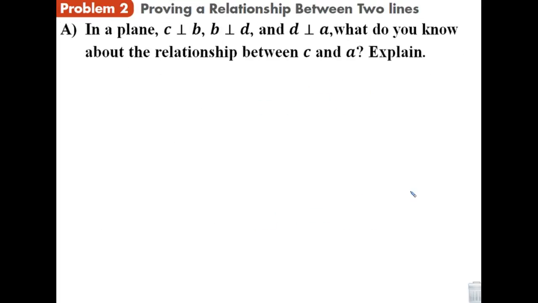In problem 2, we're going to look at proving relationships between 2 lines. Not so much necessarily proving here, but just figuring out what that relationship is. Part A says in a plane, C is perpendicular to B, B is perpendicular to D, and D is perpendicular to A. What do you know about the relationship between C and A? Explain. Now we could think about things using the theorems we gave you. I'd say it's probably easiest here just to draw a picture.